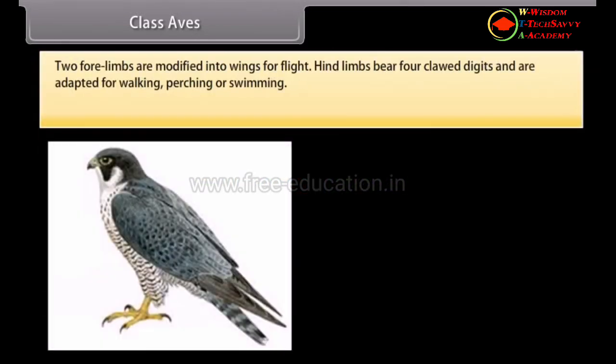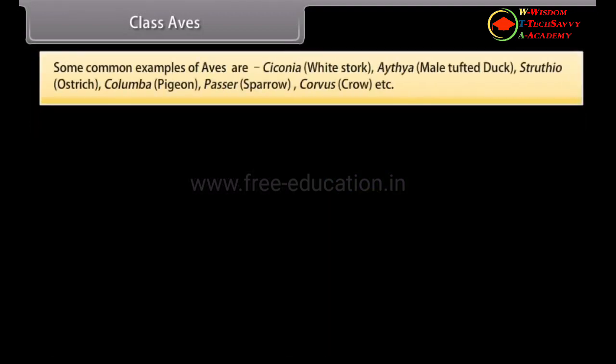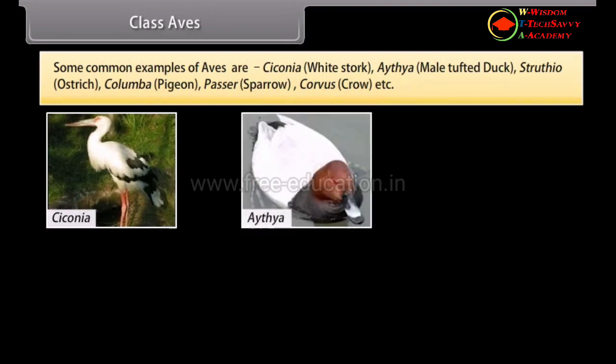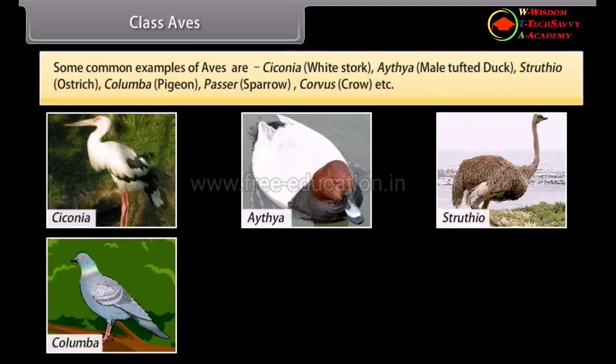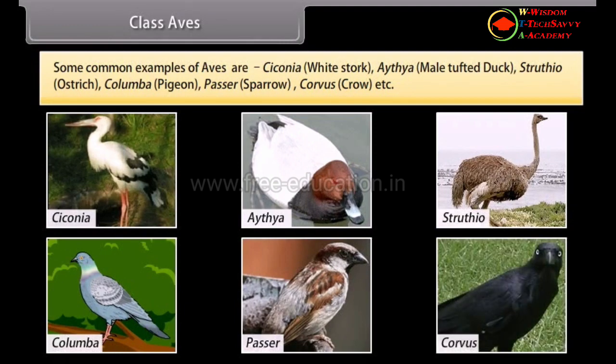Two forelimbs are modified into wings for flight. Hind limbs bear four clawed digits and are adapted for walking, perching or swimming. They lay eggs having a calcareous shell. Some common examples of Aves are Ciconia, white stork, Aythya, male tufted duck, Struthio, ostrich, Columba, pigeon, Passer, sparrow, Corvus, crow, etc.